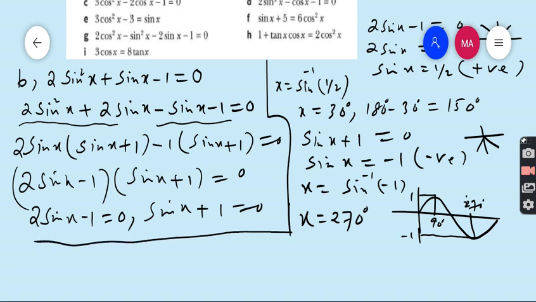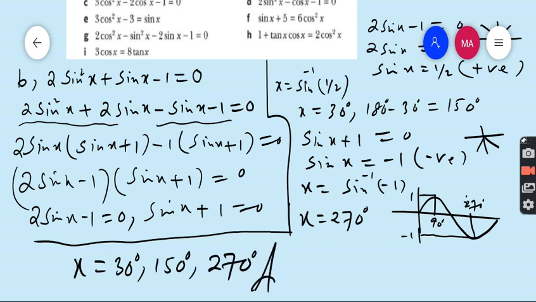You can go for any method. So writing all answers in ascending order, we will have 30, 150 and 270. This is our final answer. So hope you completely understand part B.